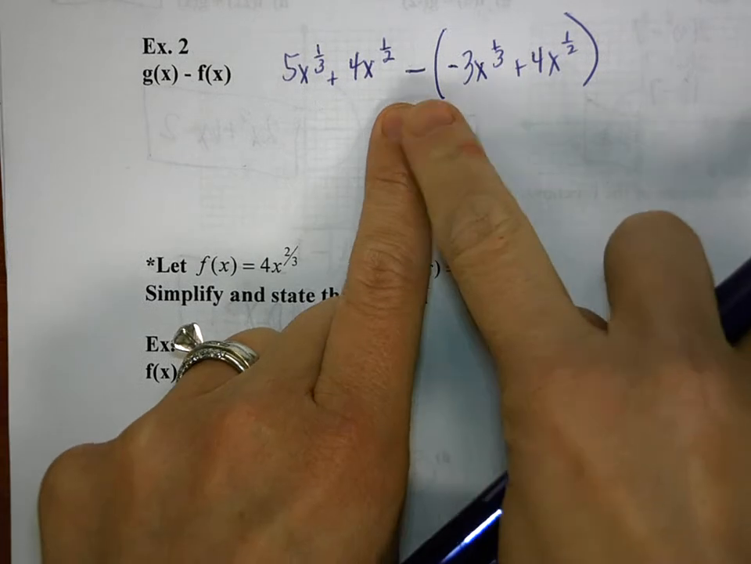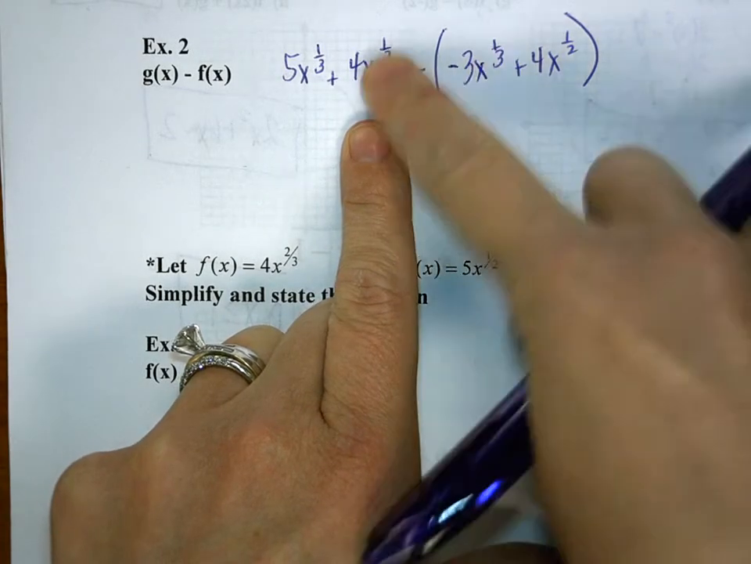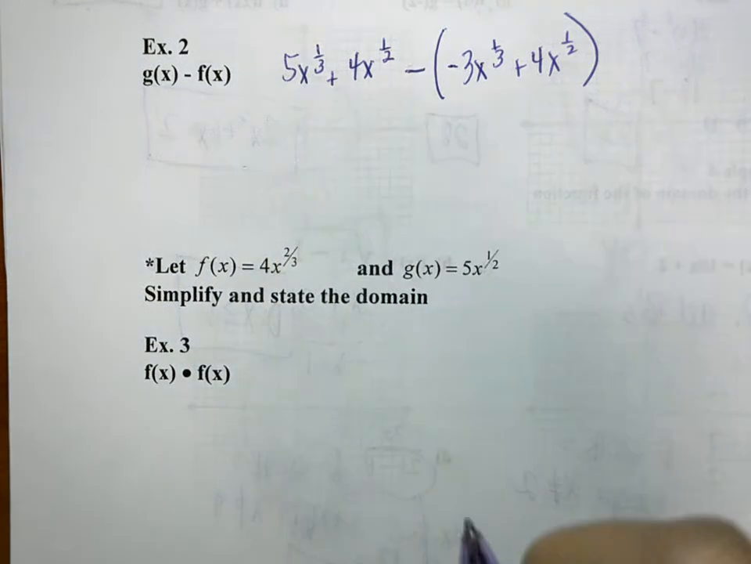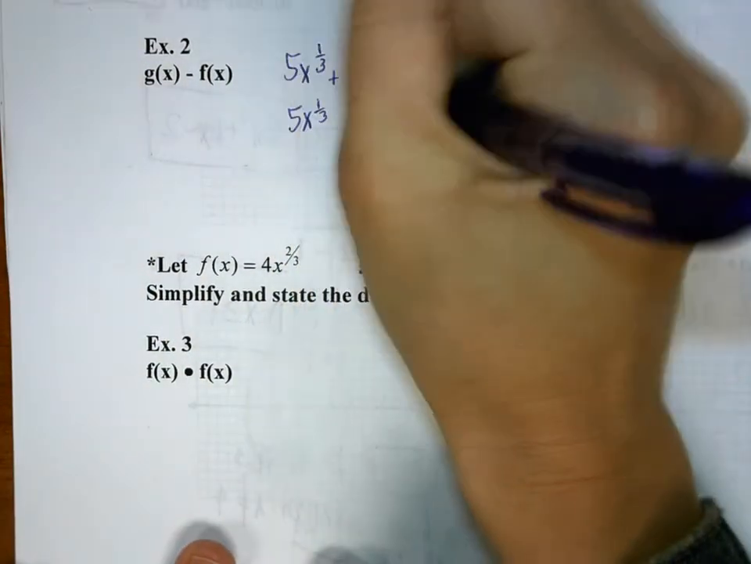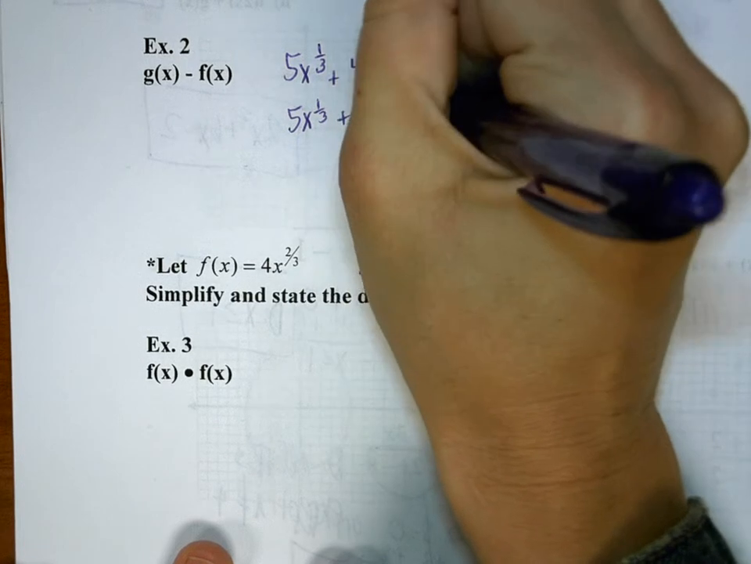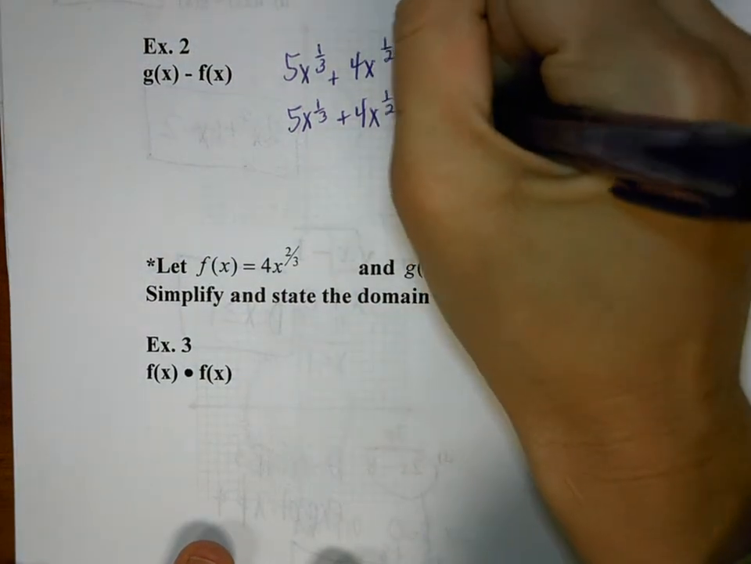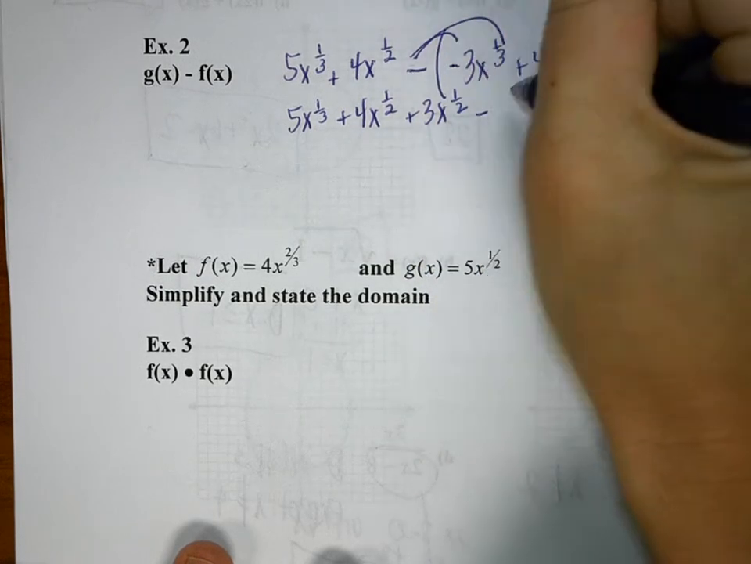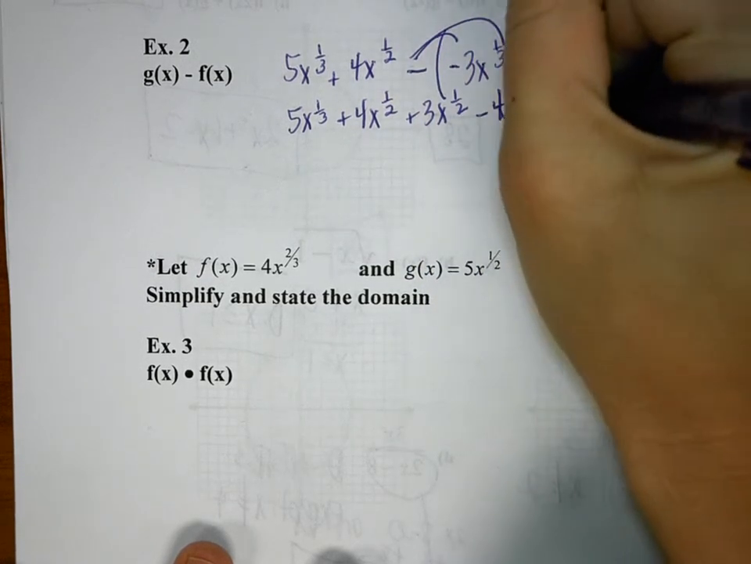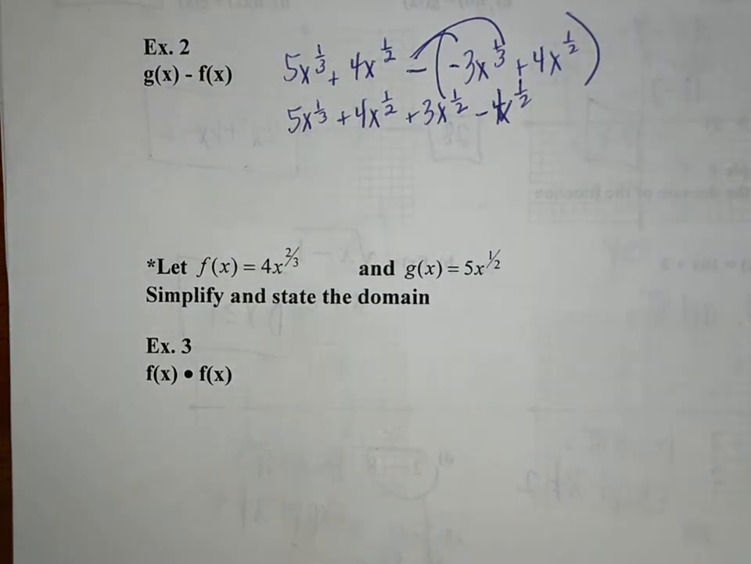So again, because this is subtracting, we need to remember to take that negative and distribute it to both of the f of x terms. So when I rewrite this, I get 5x to the 1/3 plus 4x to the 1/2. And then these two negatives make a positive 3x to the 1/3. And then a minus 4x to the 1/2. So when you simplify this, what do you end up getting?